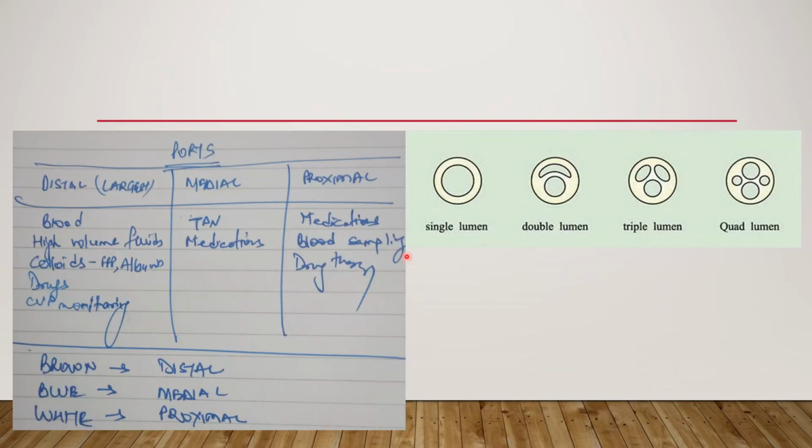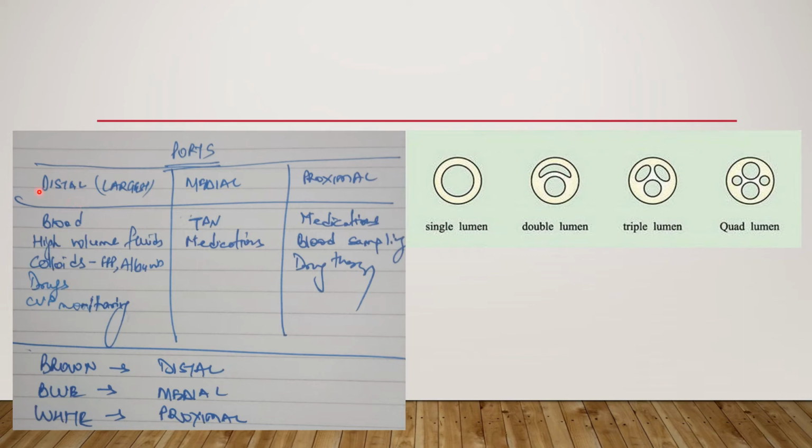Little bit about the ports. If there's a single lumen line, it will be like this. A double lumen line is like this. There is one bigger lumen and a smaller lumen. For most of the practical purposes, we use a triple lumen line where there is a larger port, which is the distal port, and there is one medial and one proximal port. So these openings are staggered openings. We'll look at that in a while again. And a quad lumen line again has two bigger lumens and two smaller lumens.